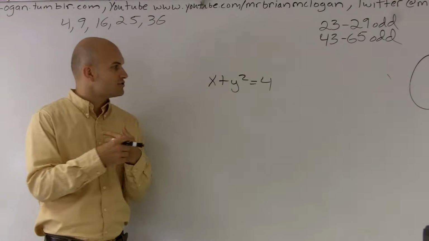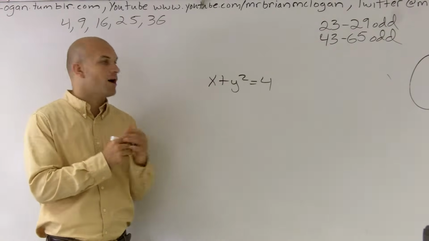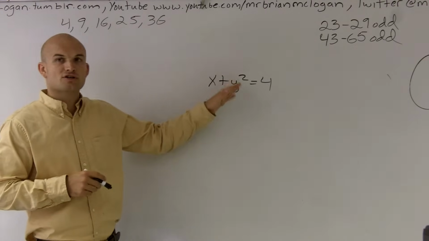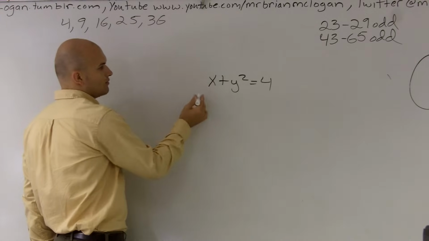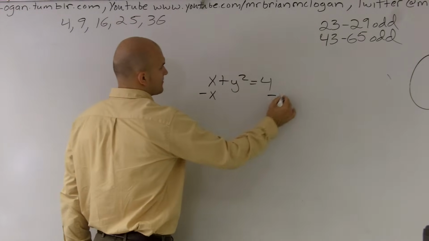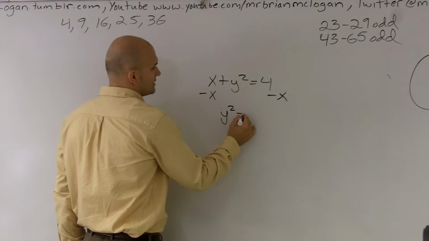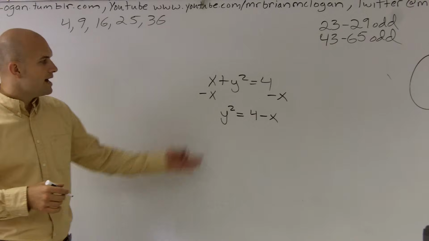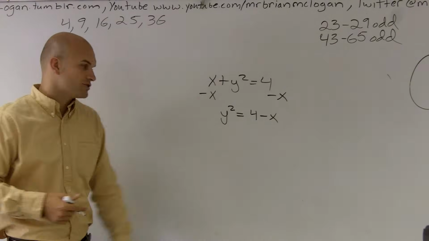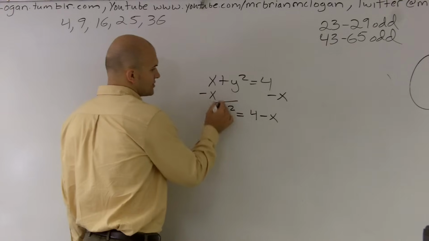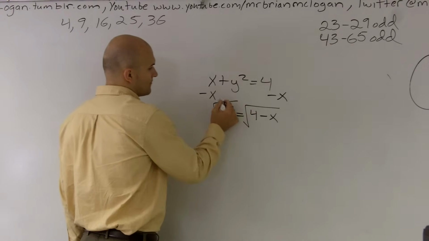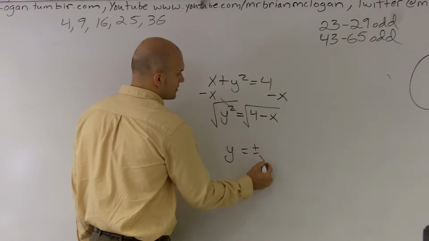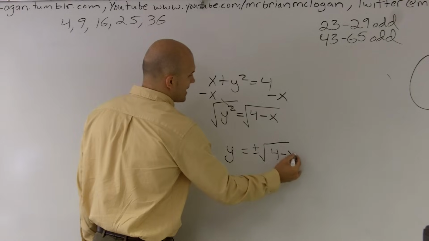The first thing I want to do when I'm trying to determine if y is a function of x is first solve for y. So I'm going to isolate the y variable by subtracting an x. Therefore I have y squared equals 4 minus x. Now, the next thing I need to do is take the square root. That is going to get rid of my y squared. Therefore I'm left with y equals plus or minus the square root of 4 minus x.